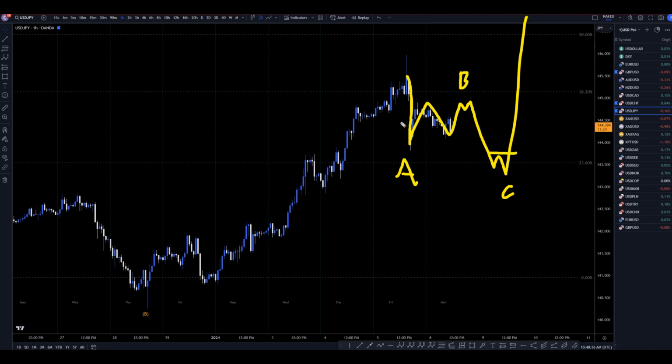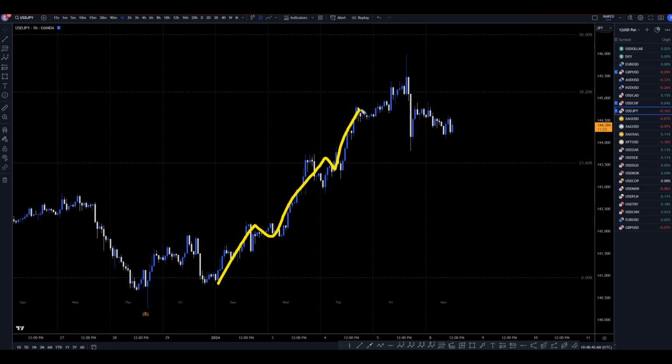But I still think that there is some upside potential, because this right here is definitely a series of higher highs, higher lows. I think that's a wave three. I think this is a one. I think this is a two. I think we could be in a wave four, and potentially it could do something like this and go back up for a wave five.